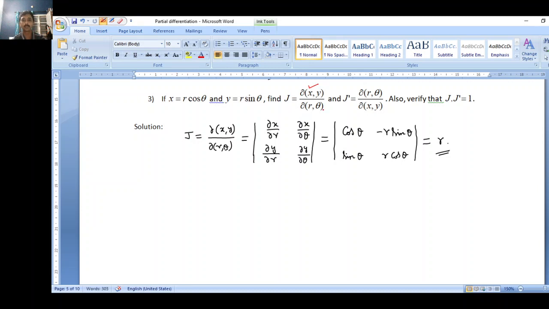So we got J. Now we'll have to find out J dash, but for that to be done, if you remember, because x and y are given in terms of r and theta, for us to obtain J dash, which is dou of r comma theta by dou of x comma y, we'll have to try to rewrite r and theta in terms of x and y. And first of all, that is definitely possible because the value of J is r, which is generally not equal to 0, because r is just a variable, so it need not be 0 at all. Right? So now we should be able to find out J dash, because J is not 0.